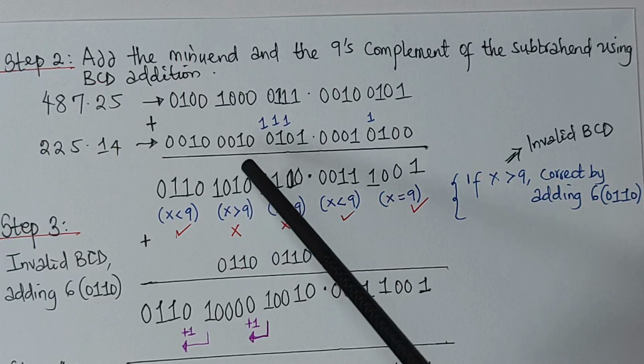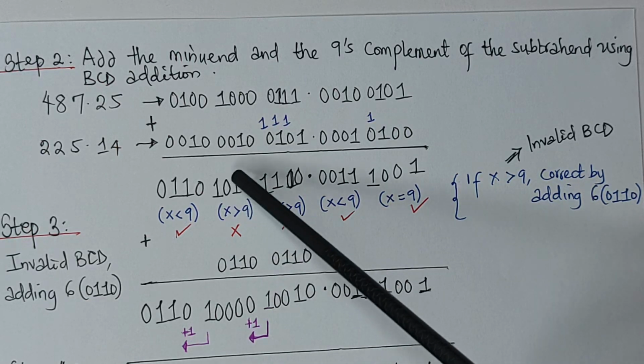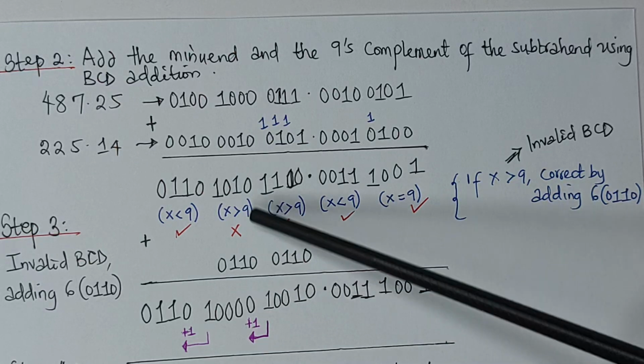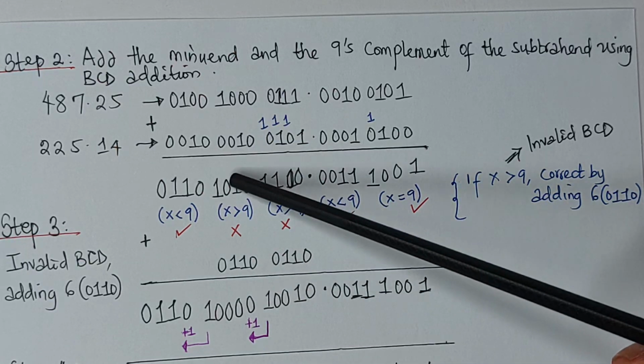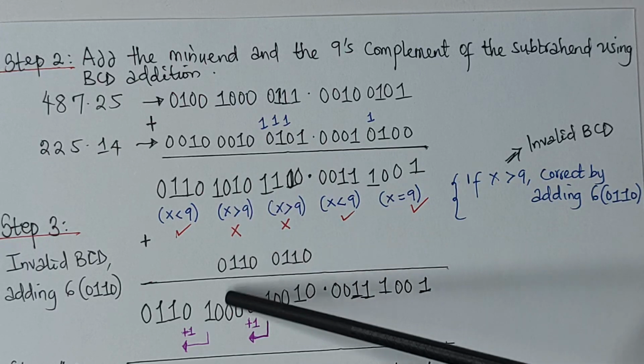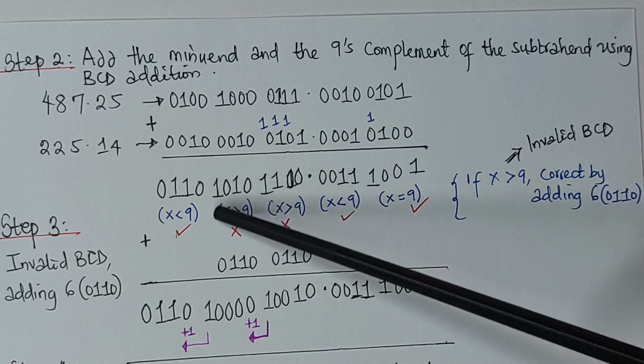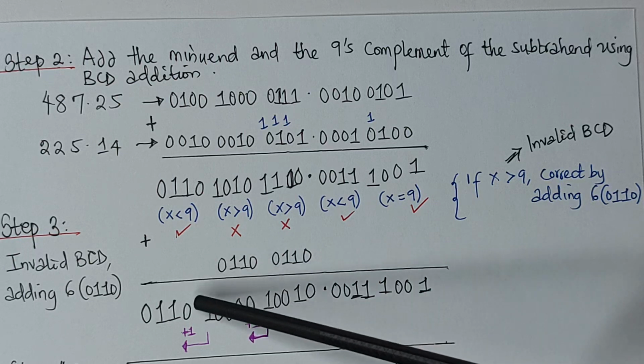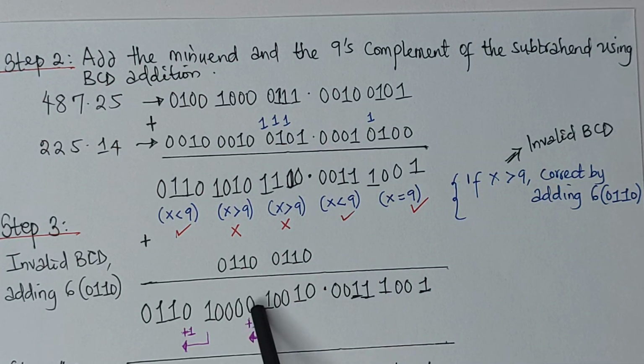Okay, so let's go with the next summation, adding 6 to this. So we'll have 0 plus 0, 0; 1 plus 1, 0 carry 1; 0 plus 1 plus 1, 0 carry 1; 1 plus 1 plus 0, 0 carry 1. So at the end of the day, we are going to have this also, 10000, which forms also 5 bits. Now, this takes us to step 4.